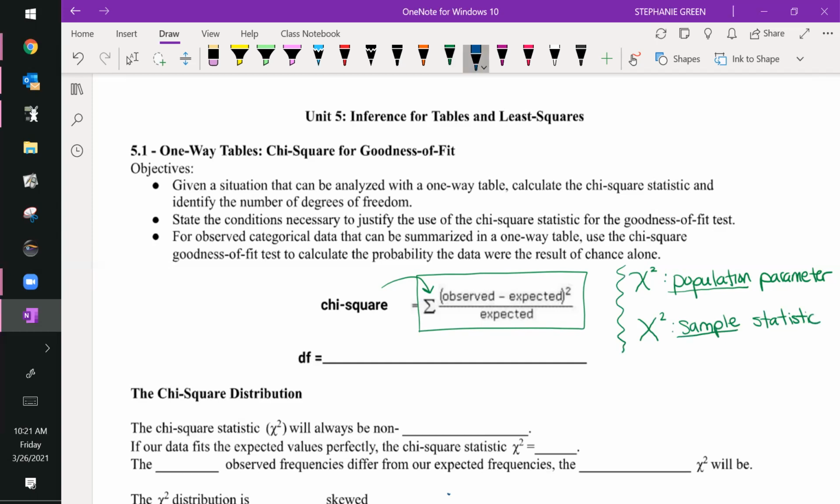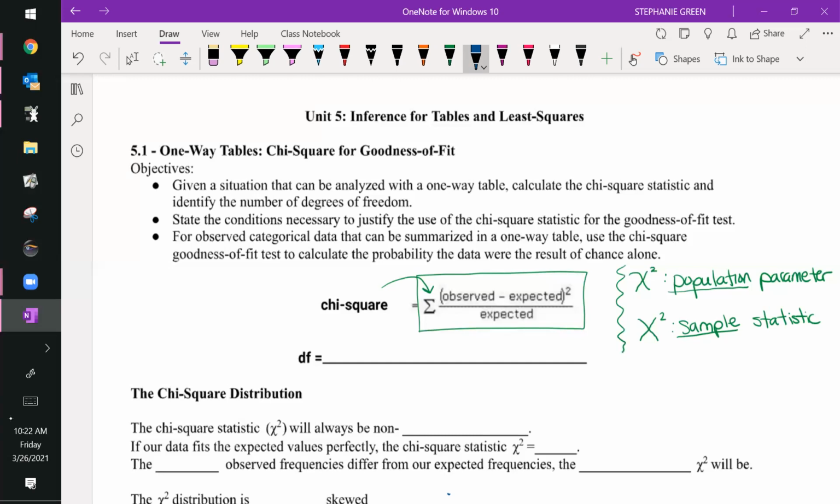Kind of like how with means, we use mu for the population and we use x bar for the sample. For standard deviations, we used sigma for the population and we used s for the sample. The same thing here. That's why there has to be a difference, so we know what we're looking at.